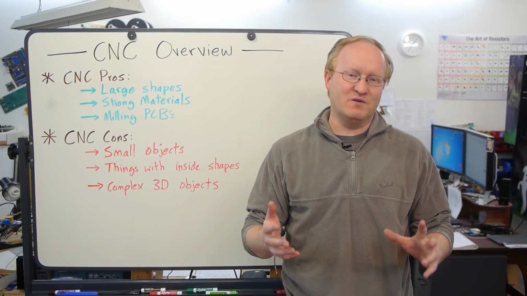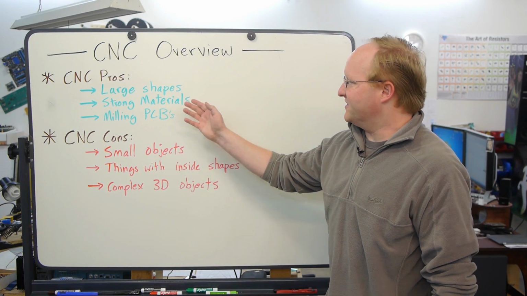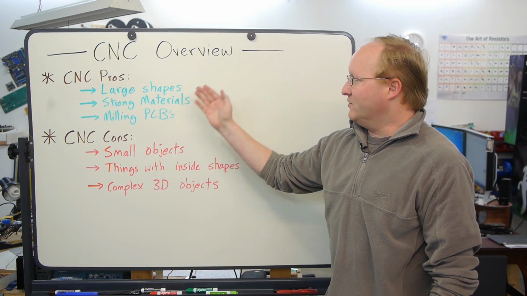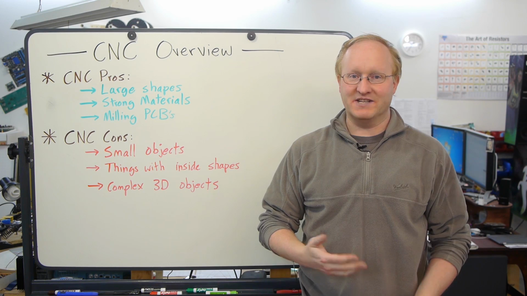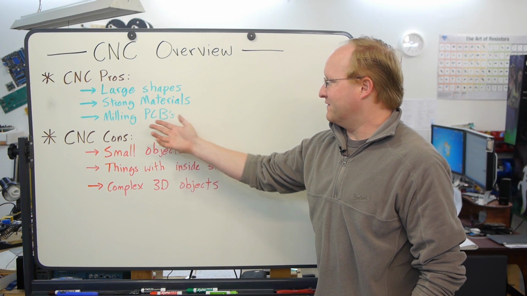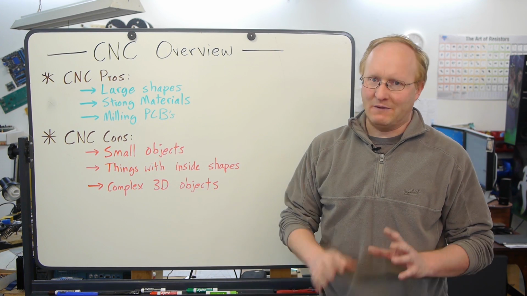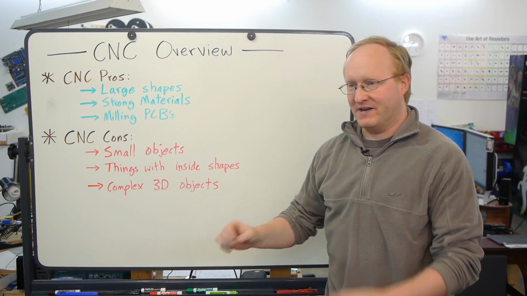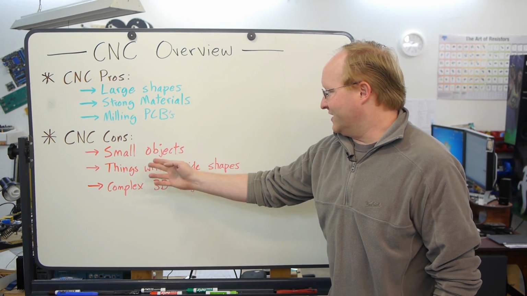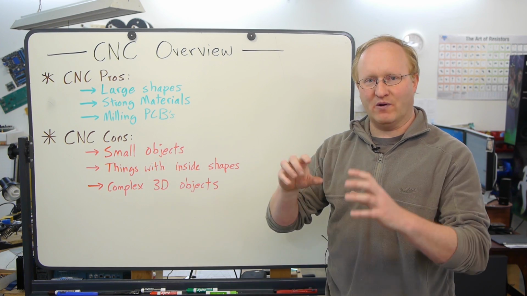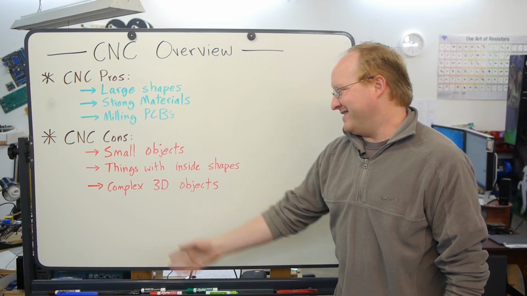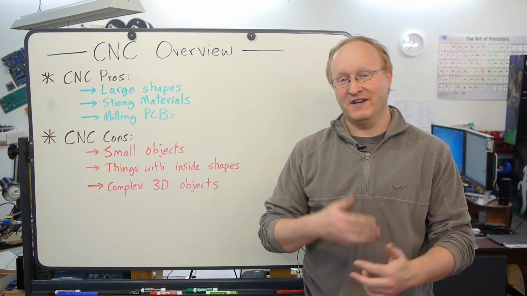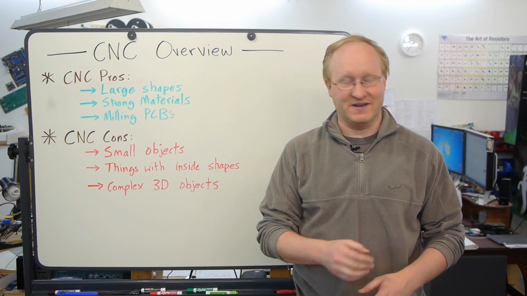Let's do a quick overview of CNC milling. CNCs are good for making large shapes out of large flat stocks, using strong materials like wood, plastic, or metal. And it's also really good for milling circuit boards. However, CNC machines are not as good at small objects because they're hard to hold in place, things with inside shapes such as screw posts or inner chambers, and complex 3D objects in general.